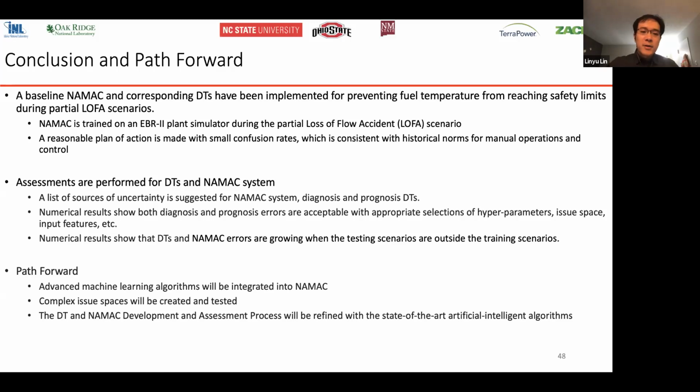And also we found that the digital twin and NAMAC error grows when the testing scenarios are outside the training scenarios. So this is what we call the overlaps between the training domain and the application domain.